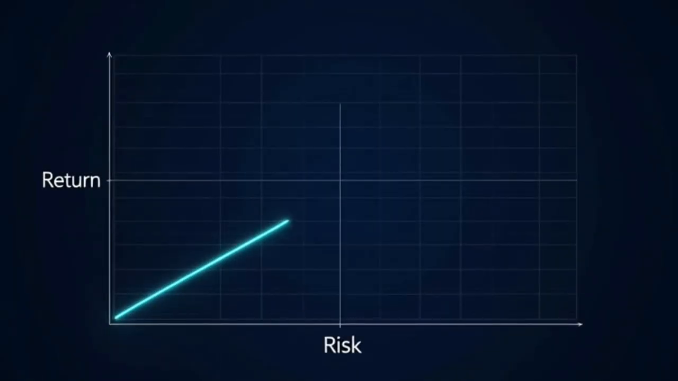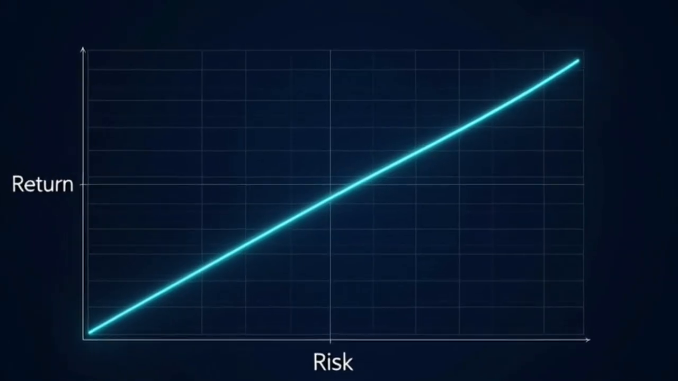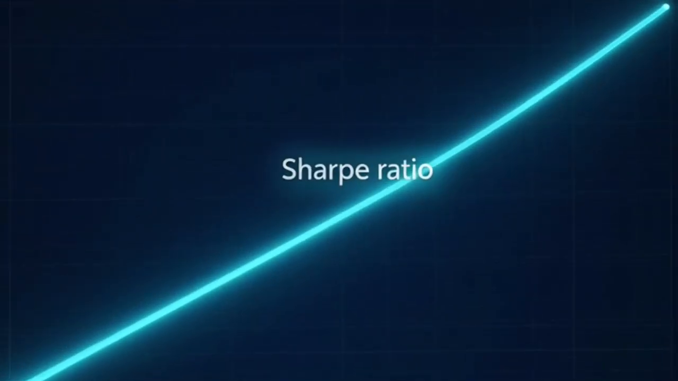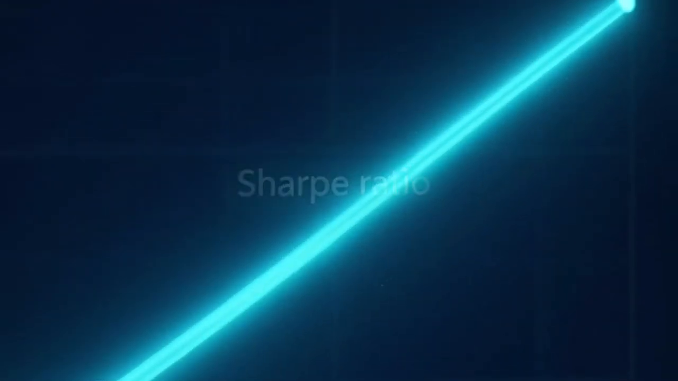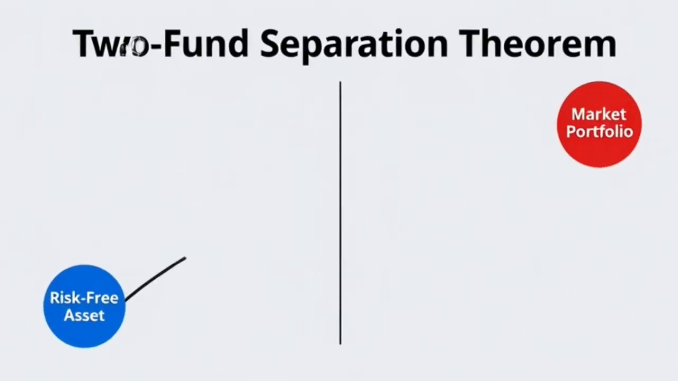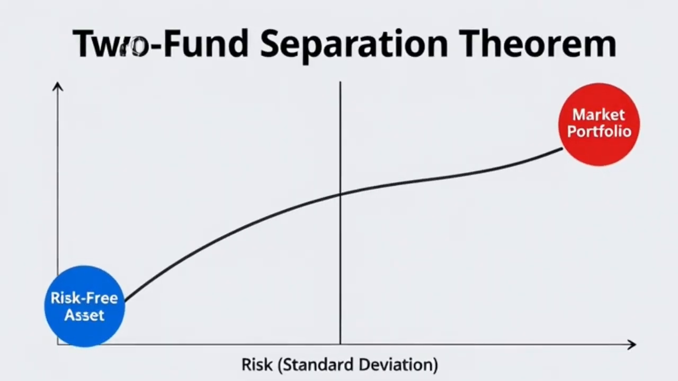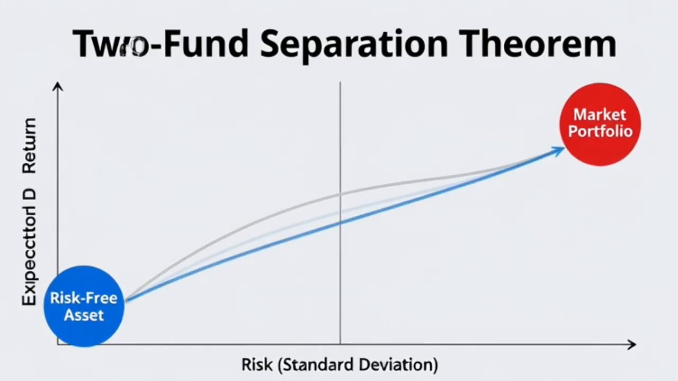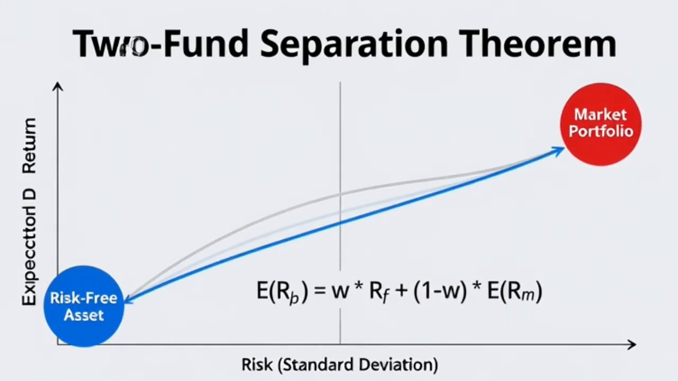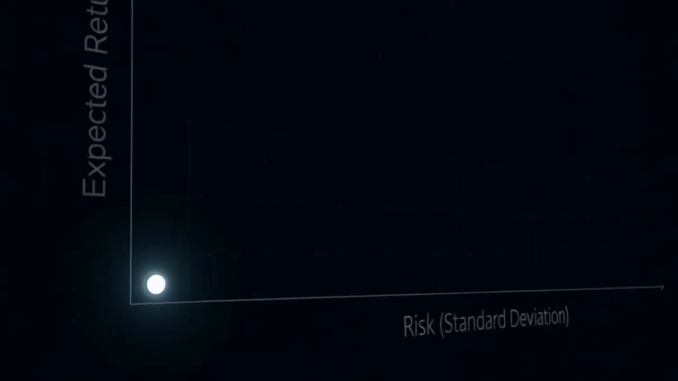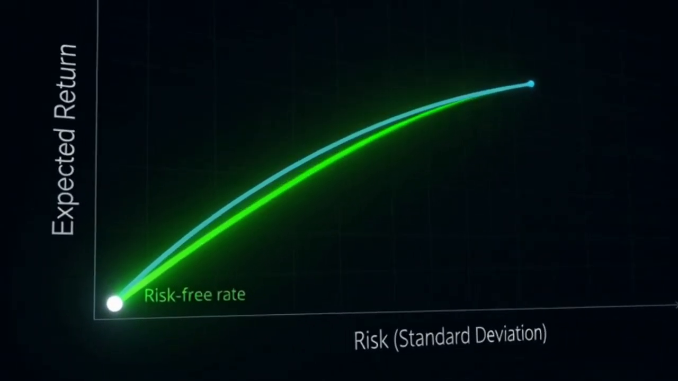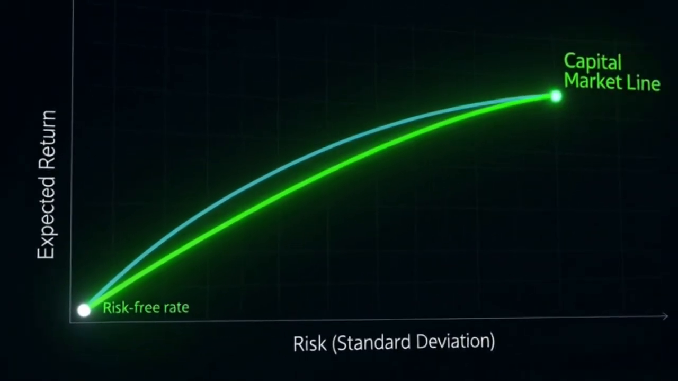The slope of this line is called the Sharpe ratio, which measures return per unit of risk. According to the two-fund separation theorem, all investors hold a mix of the risk-free asset and the market portfolio. The capital market line simplifies investing by showing the most efficient way to balance risk and return.